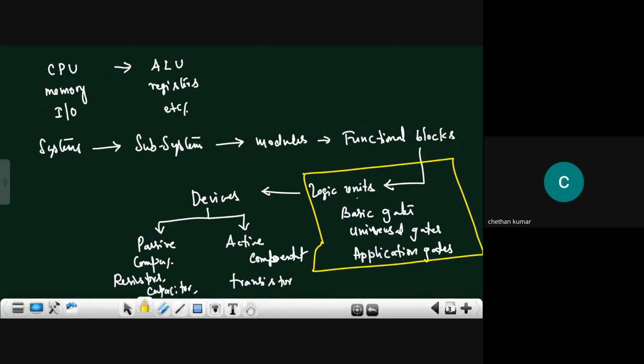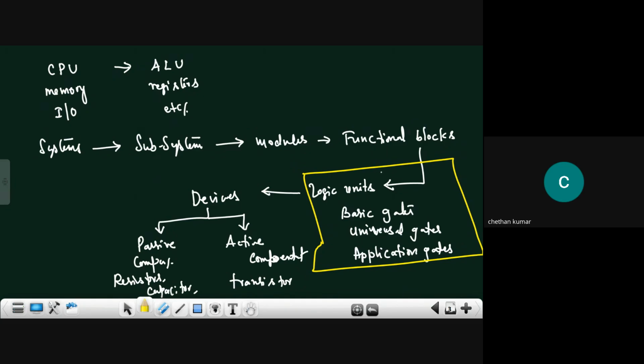But in this course, we'll go with the what? Logic units. How you can build the logic units. Using logic units, we'll at least understand how to build the functional blocks. Then once you know how to build the functional blocks, you can extend your knowledge to build the modules and subsystems. Then what? Systems. Do you understand? So our main focus is to build the what? Logic gates using Boolean algebra.